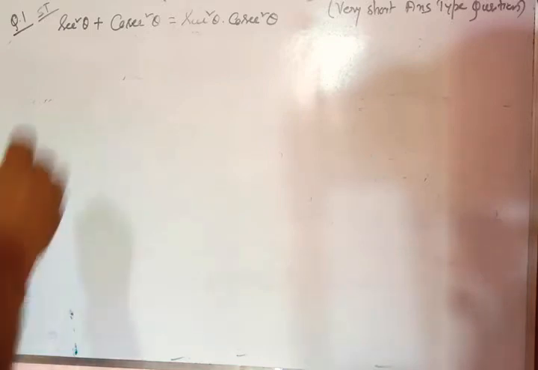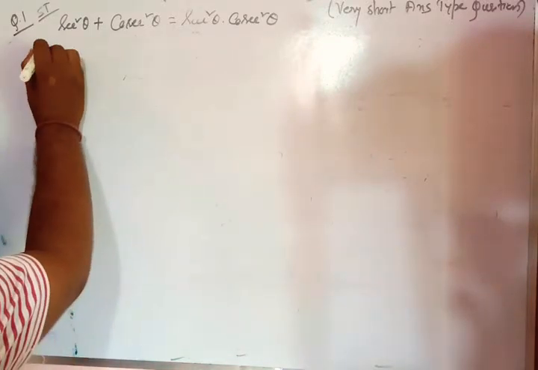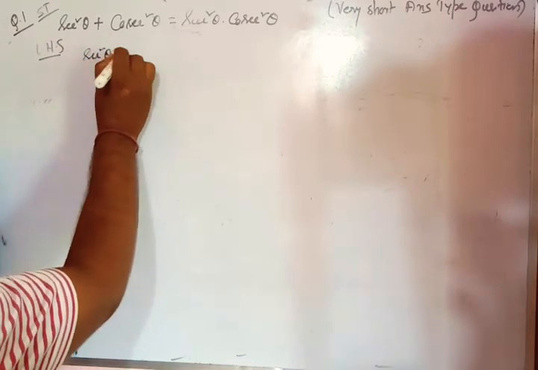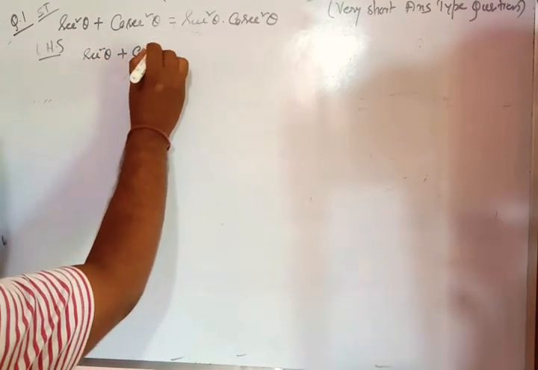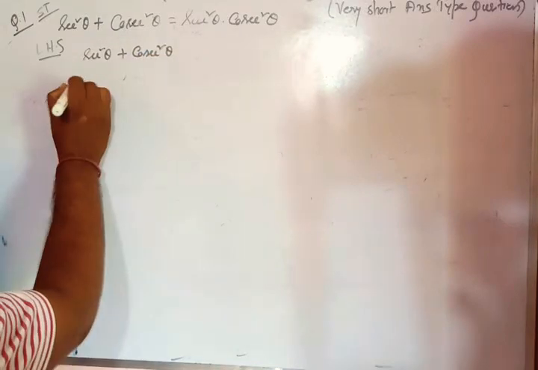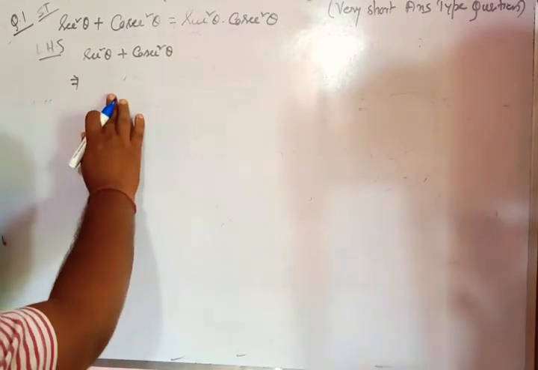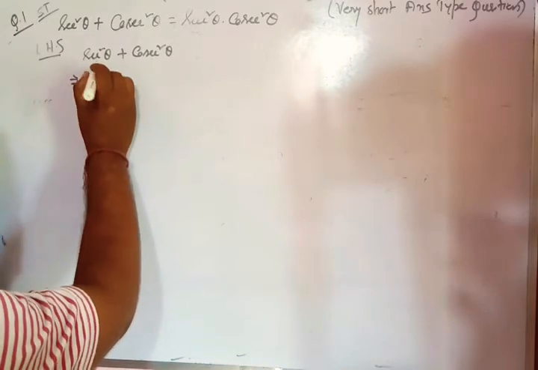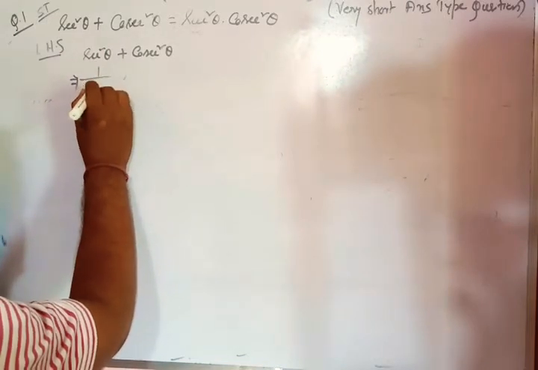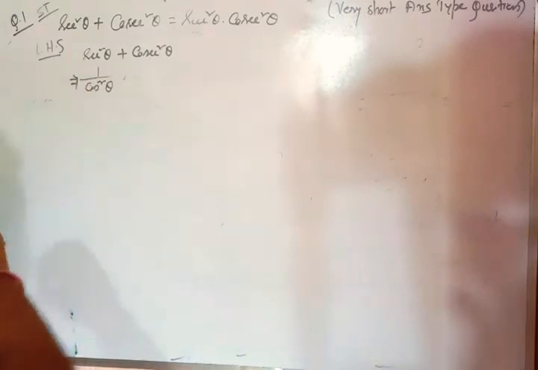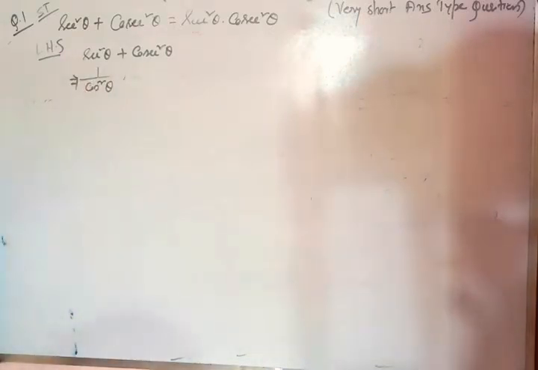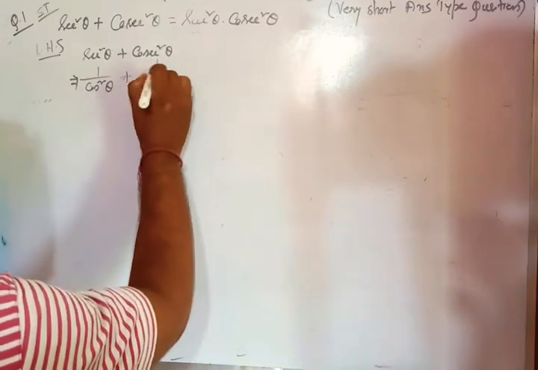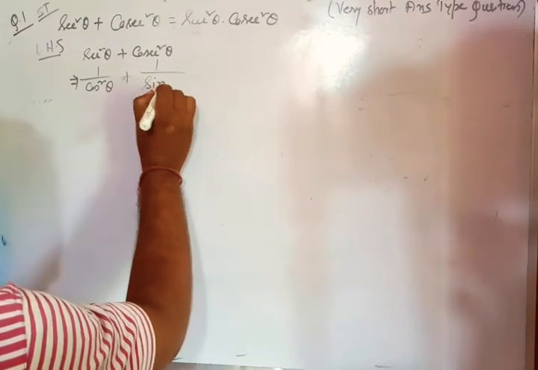So let us take LHS, sec square theta plus cosec square theta. Sec square theta means 1 by cos square theta. Hope you are able to see the board. 1 by cos square theta, plus cosec square theta, 1 by sin square theta.